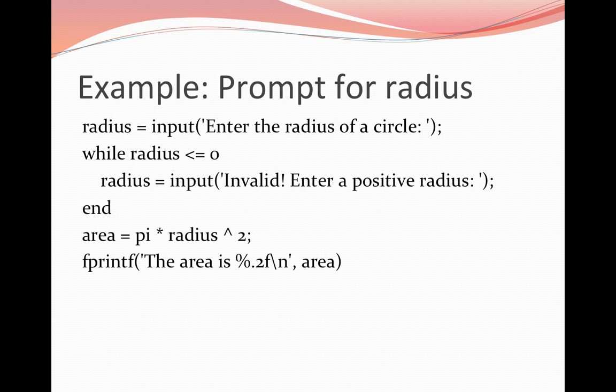So as long as the user is typing in negative values for the radius or 0, it's going to keep repeating that invalid enter a positive radius until the user finally does type in a positive value. That will make the condition false and get us out of the while loop. And then once we have a valid radius, we'll go ahead and use it to calculate the area of a circle and then print out the result. So again, there's almost always a valid range of values. In this case, a radius should be a positive number. So we use a while loop to make sure that we get a positive number from the user.